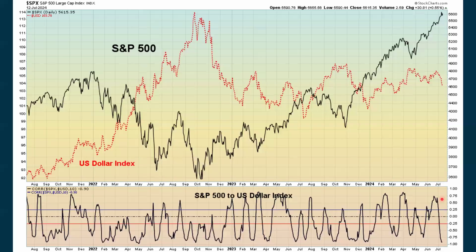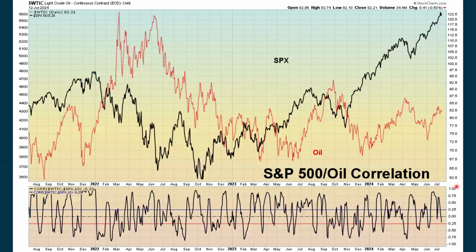Then we look at some correlations here, where we look at the S&P in black. And then the red dashed line, that's the dollar. And they're having a pretty strong tendency to go in opposite directions. So if the dollar is showing some weakness, that, at least right now anyway, can mean that the S&P is showing strength and vice versa. Also looking at the correlation between the S&P and oil, that's pretty much neutral right now.